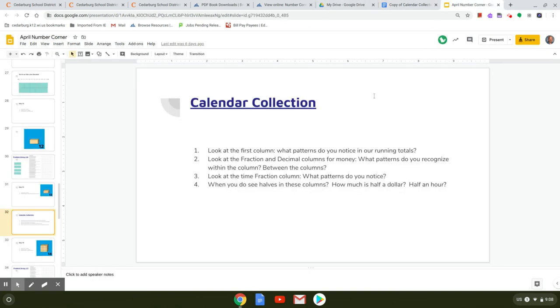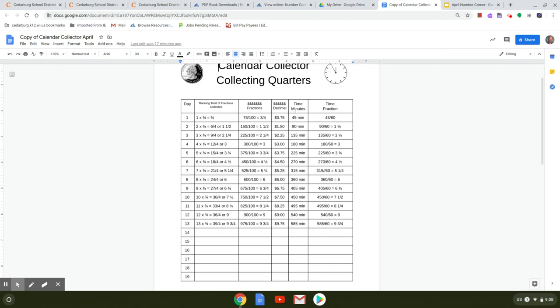Good. So now let's look at the fraction column, the time fraction column. What do you notice? Why don't you think about what is going on down this column? What do you notice about the increase in time? Right? We're supposed to add 3/4 of an hour. 3/4 of an hour is 45 minutes. So we're going to go ahead and add just 45 minutes as we head down. So we're going to finish at 585 minutes.